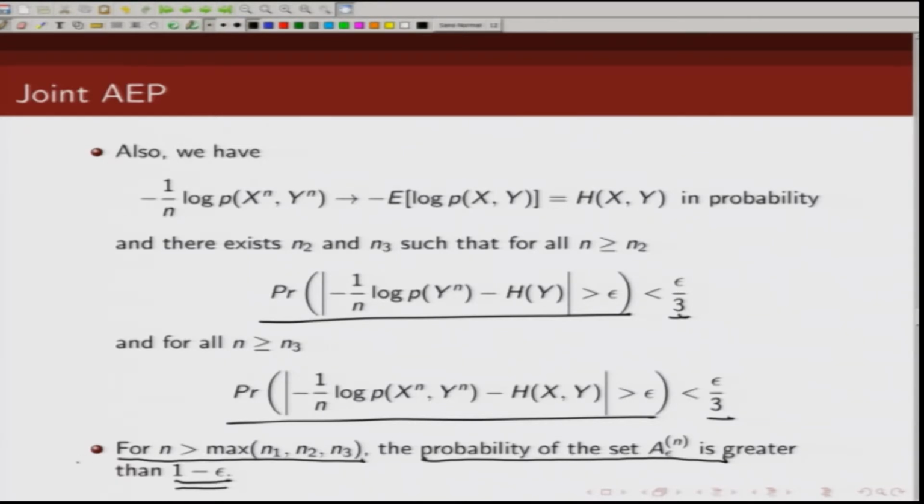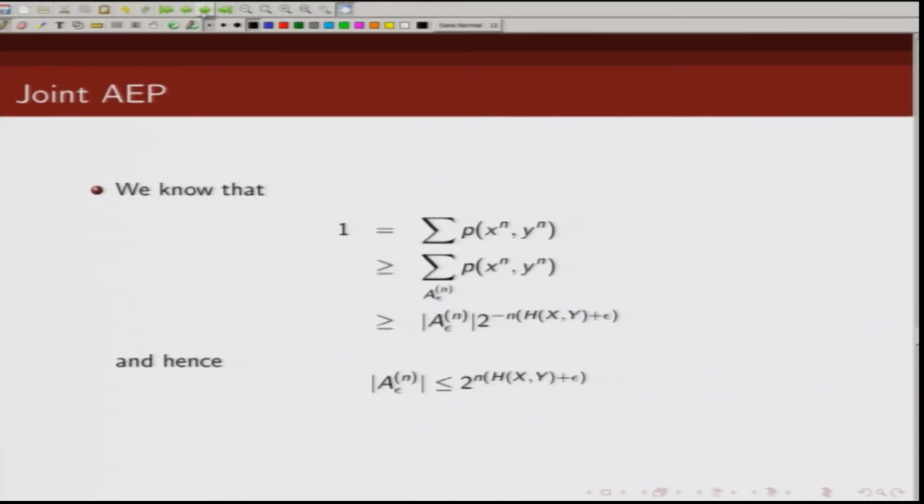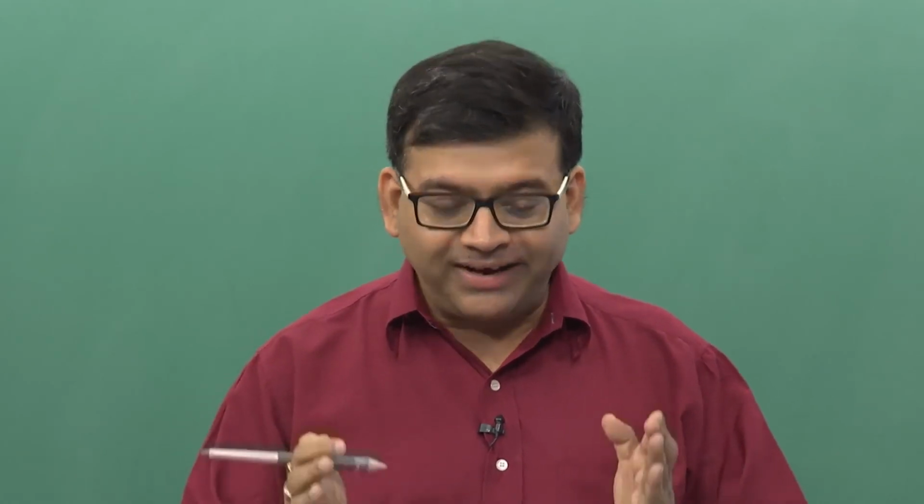Okay. So we have proved the first property, that if n is large, the probability that Xⁿ and Yⁿ belong to the jointly typical set is 1 minus epsilon, and epsilon is a small quantity. So this probability goes to 1 as n increases. The next property is regarding the size of the jointly typical set. So how large is the jointly typical set?